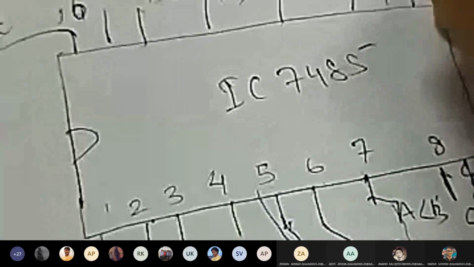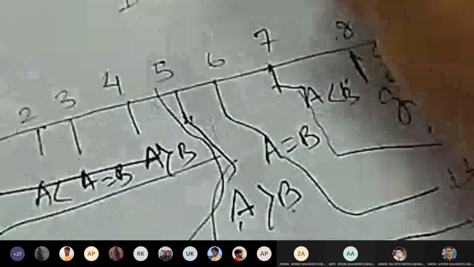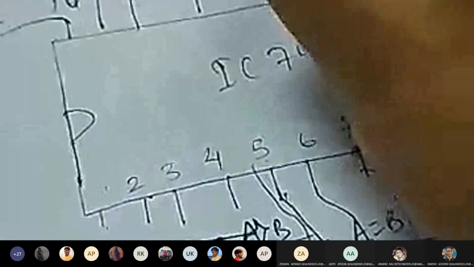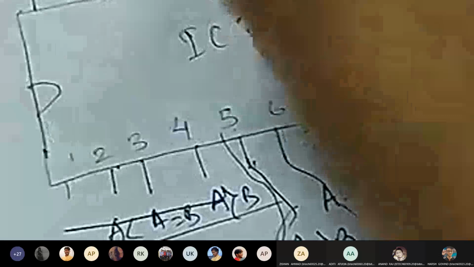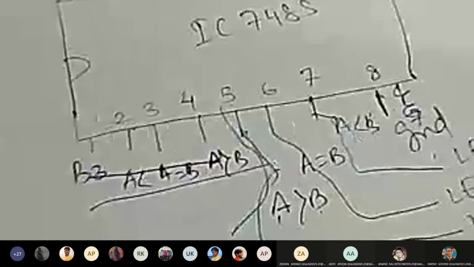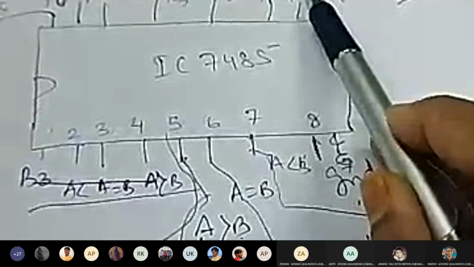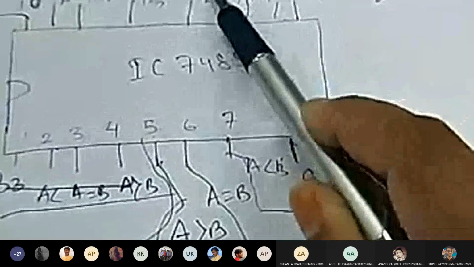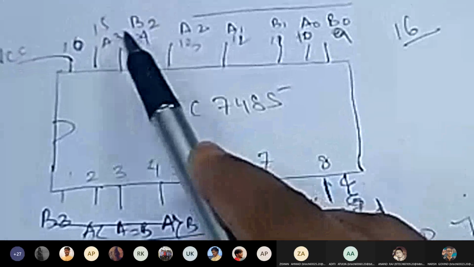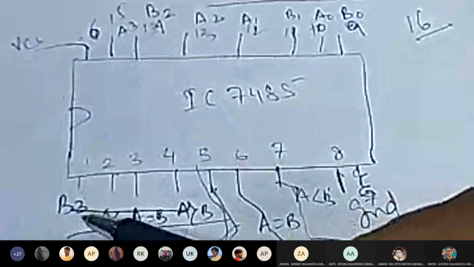Listen carefully. This pin 9 is B0, pin 10 is A0, pin 11 is B1, pin 12 is A1, pin 13 is A2, pin 14 is B2, pin 15 is A3, and pin 1 is B3. Okay, again I am repeating: pin 9 is B0, 10 is A0, 11 is B1, 12 is A1, 13 is A2, 14 is B2, 15 is A3, and pin 1 is B3.